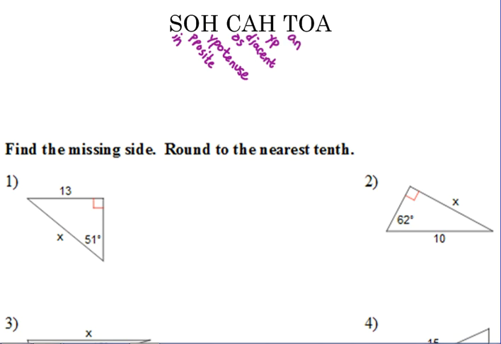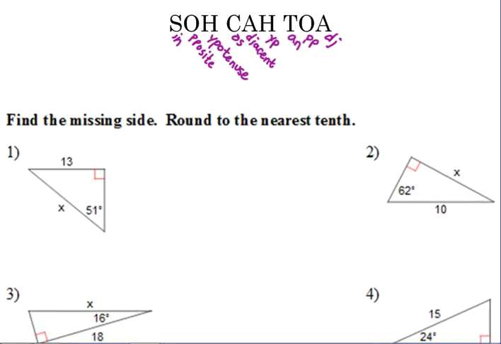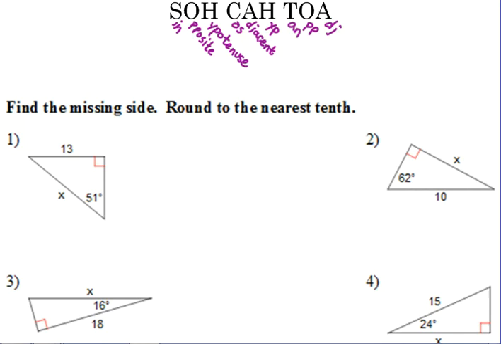Tangent, TAN, tangent is the opposite over the adjacent. Okay, so whatever it takes for you to remember that, you need to latch onto it. Now, here's where I think the other missing piece is: identifying the correct sides. So let's do that. Let's look at number 1.